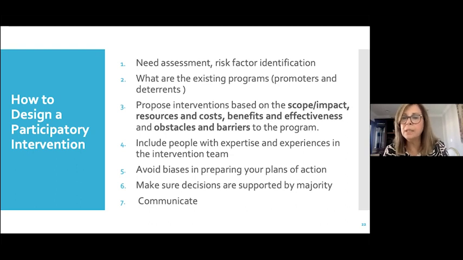But the most important thing is that people who are going to be in your participatory team should avoid biases. They're not there to solve their own problem, but rather the organization's problem. Also, you want to make sure that your decisions are supported by the majority.